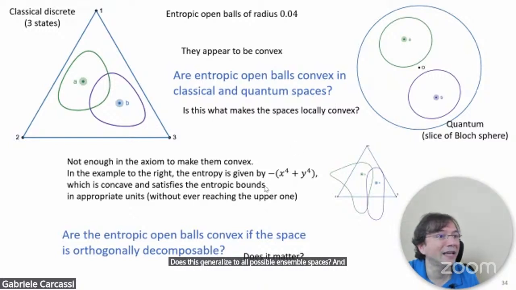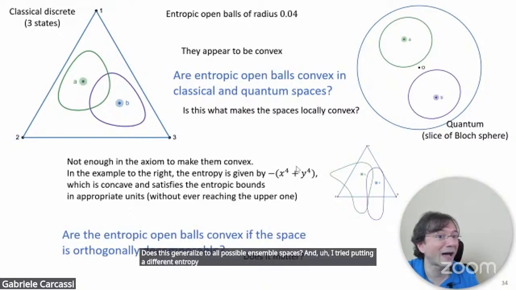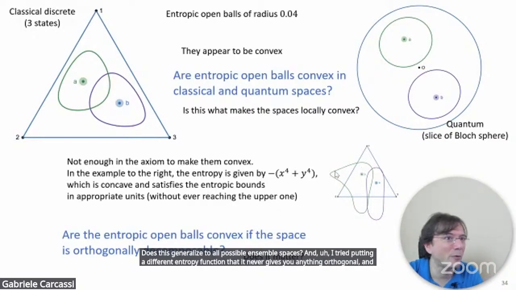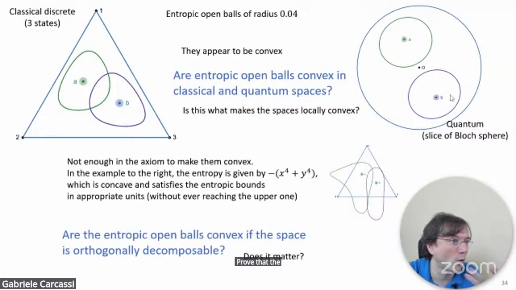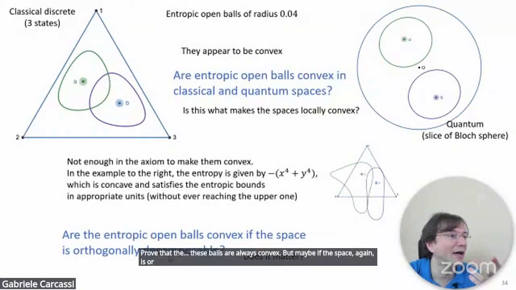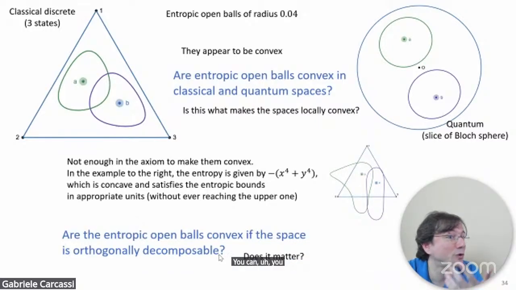And I tried putting in a different entropy function that never gives you anything orthogonal, and you can come up with things that satisfy the axioms, but they give you balls that are definitely not convex. So probably we can't, with the axioms that we have right now in general, prove that these balls are always convex. But maybe if the space again is orthogonally decomposable, you can always do it. I don't know. This is the part that needs to be understood.